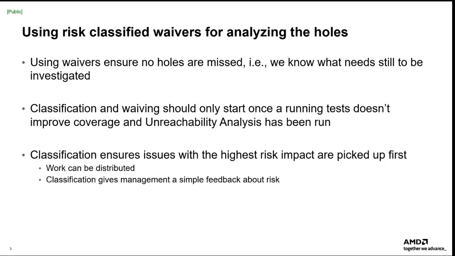But if we classify our outstanding holes, then we know we can pick up the issues with the highest risk first, and then work slowly down to less and less risky issues. That has an advantage: we can distribute the work, and you can give your manager simple feedback. How much is the remaining risk? Because if you just tell them, oh yes, we still have 1.3% missing coverage, what does it mean realistically?